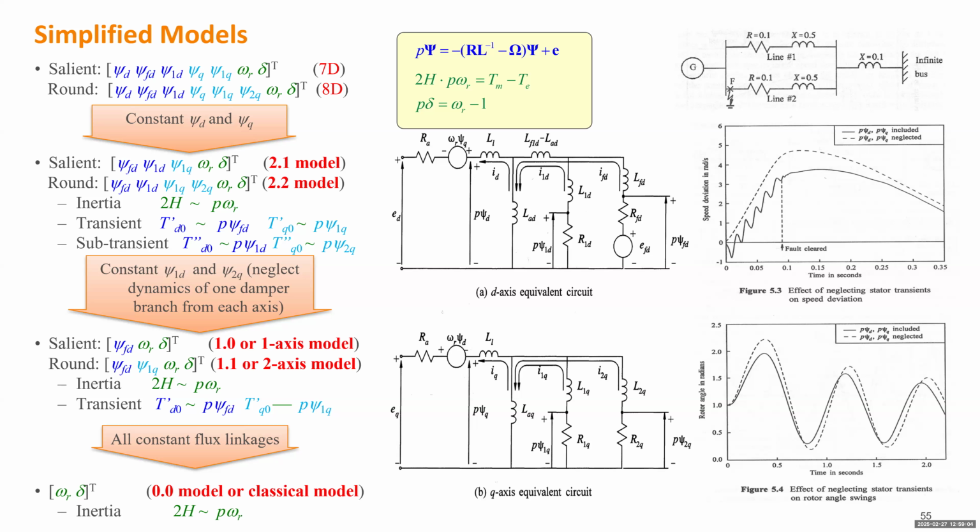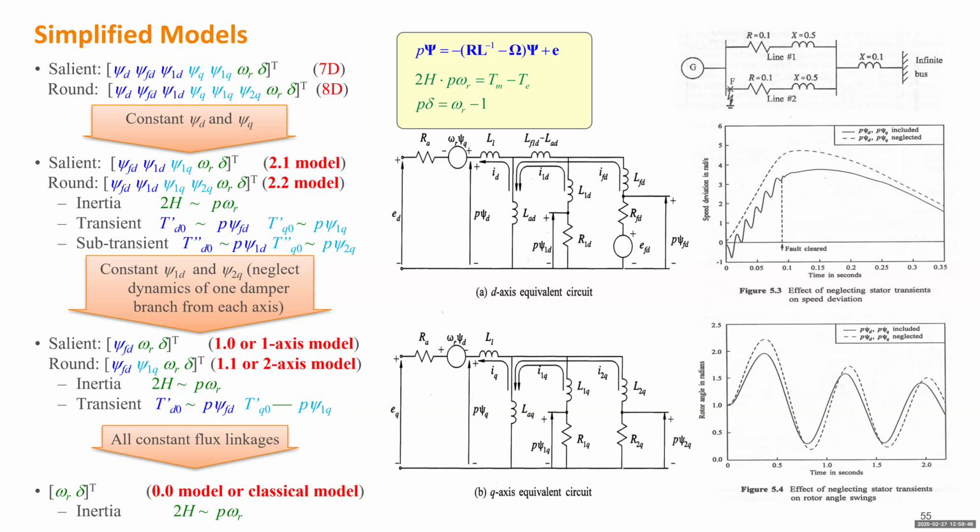Okay, so if we ignore the subtransient dynamic, which means we get rid of the fourth flux linkage state variable in each axis, we're going to have a 1.0 model and a 1.1 model. The 1.0 model only has the field winding flux linkage, which means for the flux linkage, we only model the D axis. We also call this model the one-axis model. For the round rotor generator, we can keep the flux linkage of the field winding and also the first damper winding, so we have two axes to model, 1 from D, 1 from Q. That's also called the two-axis model.